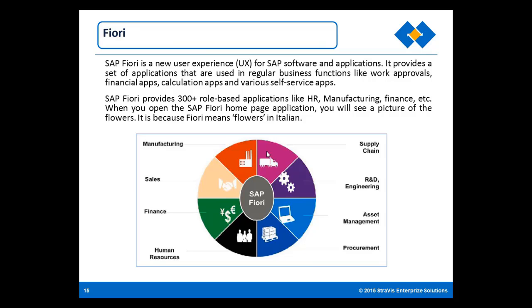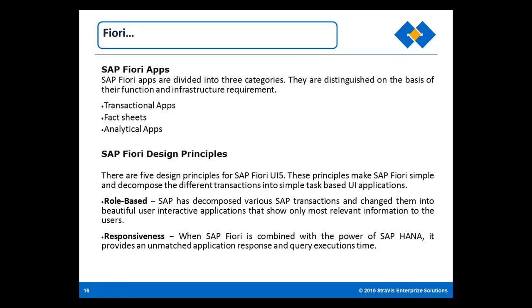And then Fiori you can also use for better user experience. The Fiori apps basically are of three types: transactional apps, fact sheets, and analytical apps. The transactional apps mean you can do a variety of transactions for each module, and you can post data like goods receipt or goods issue or any production order, or you can run MRP, or so many transactions you can think of.